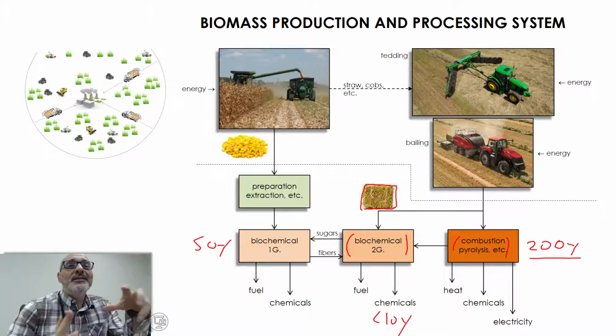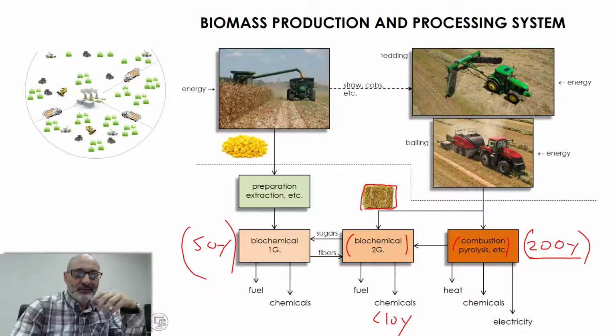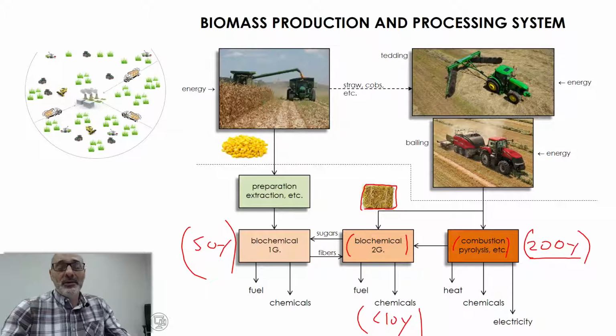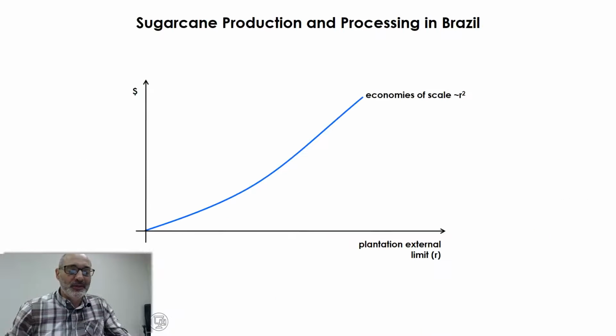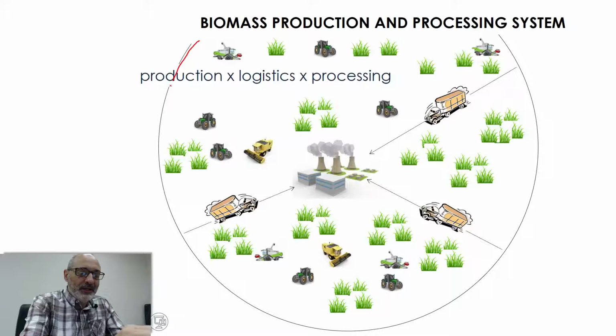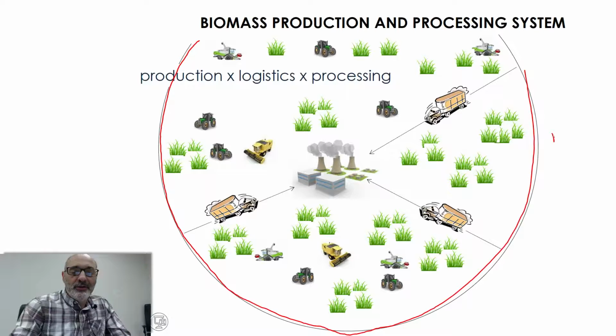So that's one important problem, because you have alternatives here, and some pathways are more developed, more mature in terms of technology than others. That's one point that I'm going to highlight in a few moments. But just to explain one particular point related to the scale of this agro-industrial system: just to remind, our agro-industrial system is composed of a plantation area of radius r.